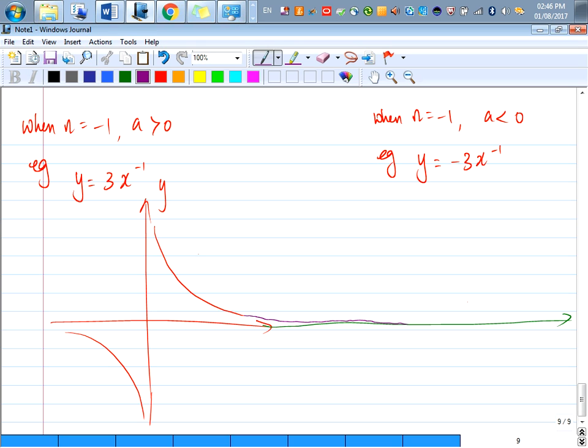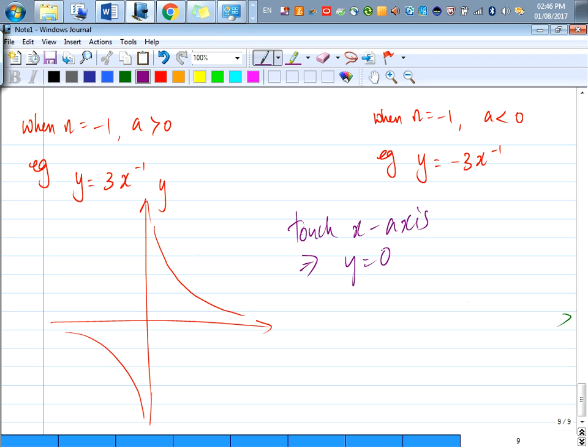You know why? Yeah, even if you go on and on and on, you also never touch. Yeah, okay, why? Very good. Do you think I know the answer? Yes, I know the answer. What happens when y equals to 0? Because if you say it touches the x-axis, it means y equals to 0, right? What happens when I substitute y equals to 0 here?